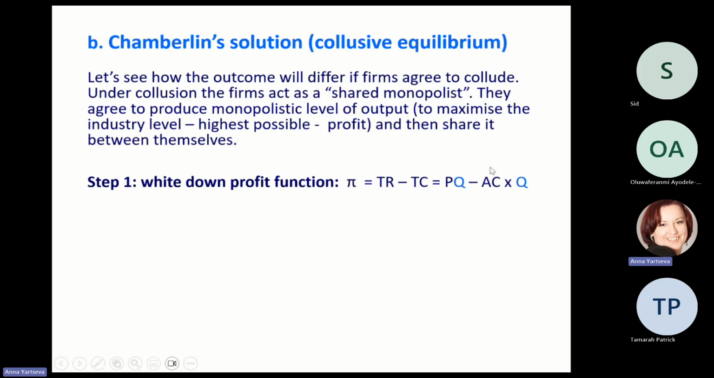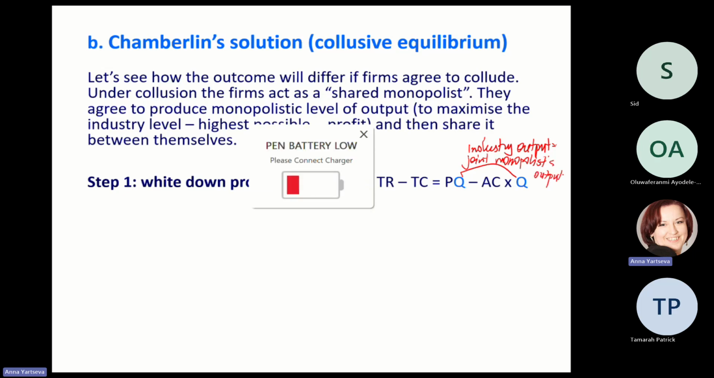We don't separate into individual companies. We pretend that there is one joint company in the market, one monopolist in the market. So that's why we're just looking at total output, which represents the industry output. This is the industry output or joint monopoly output. So industry output, which is the same as joint monopolist's output. Together, they are a monopolist.